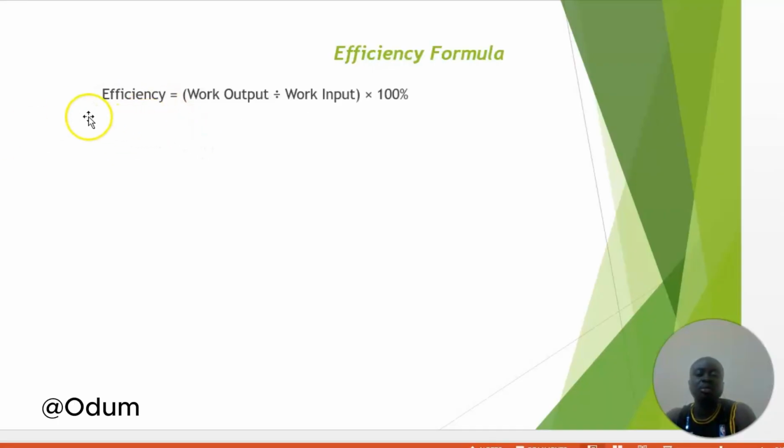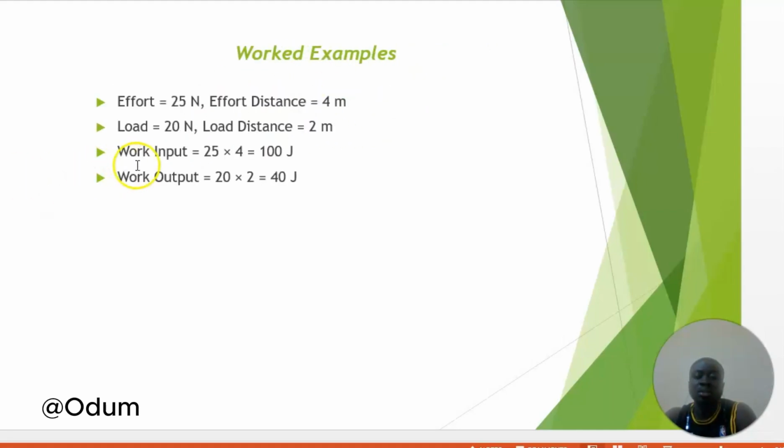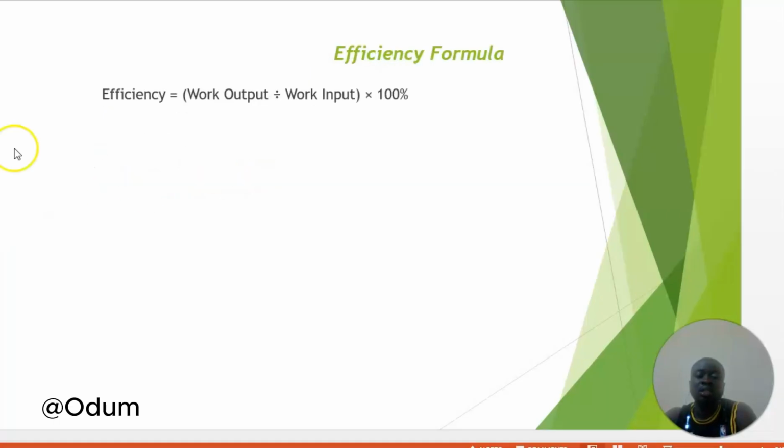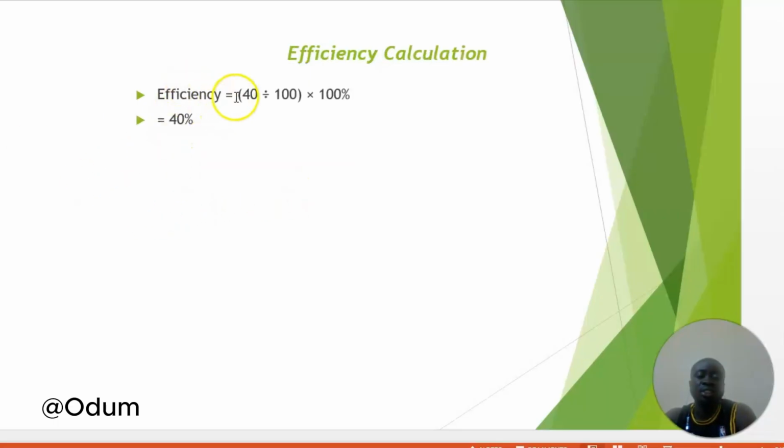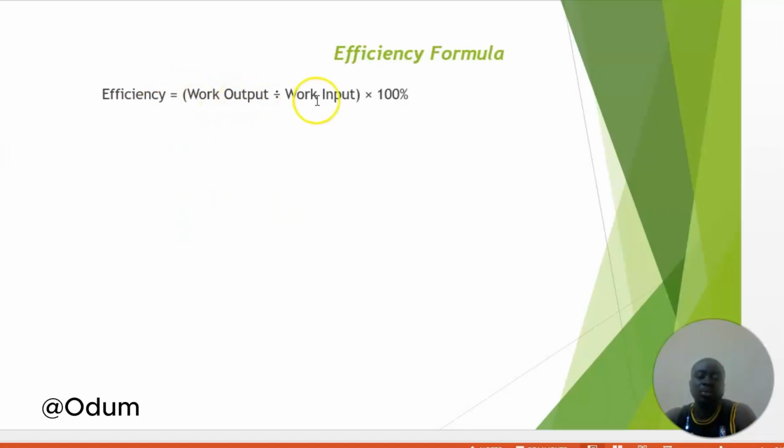Now let's move to efficiency. Efficiency is defined as the work output to the work input multiplied by 100%. So the ratio of work output to work input multiplied by 100% defines our efficiency. If you look at this particular question, since efficiency has to do with work output and work input, you realize that here we calculated our work input and we had 100 joules. Then we calculated our work output and we had 40 joules.